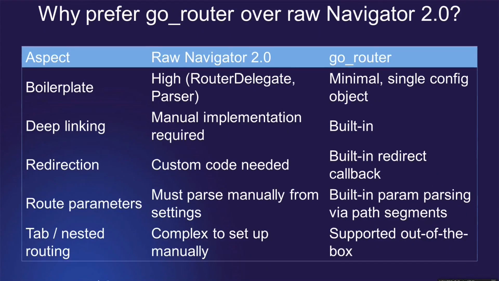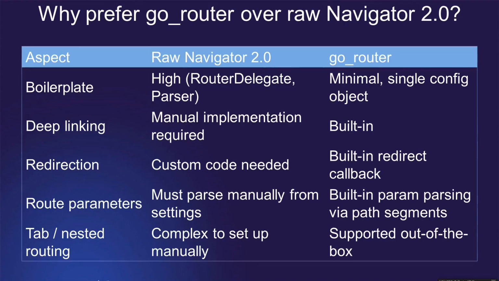If you see the table, raw Navigator 2.0 has high boilerplate because you have to maintain a router delegate and router parser. In case of GoRouter, it has a minimal single configuration object. If we talk about deep linking, in raw Navigator we must manually implement deep linking, while in GoRouter it is built in. Now let us talk about redirection. In Navigator we require custom code to implement redirect, but in GoRouter a built-in redirect callback is available.